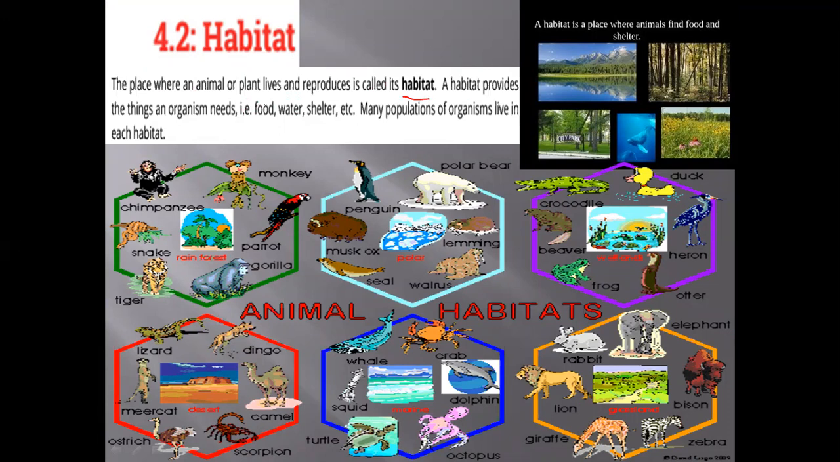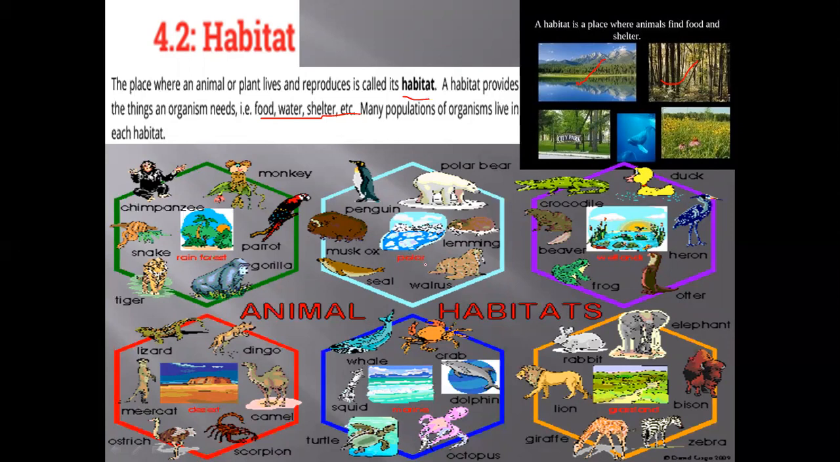So habitat is an important part, a place where an animal lives and reproduces. Habitat provides all the needs for an organism, for example, food, water, shelter, and many populations of organisms live in each habitat. It's a place where animals find food and shelter. There are lots of different types of habitats. If we see a rainforest, where there is too much rain, lots of animals live over there. Polar region, where there is too much snowfall, the north and south pole, lots of animals are living together over there. So that is another habitat, the place where the animals live.